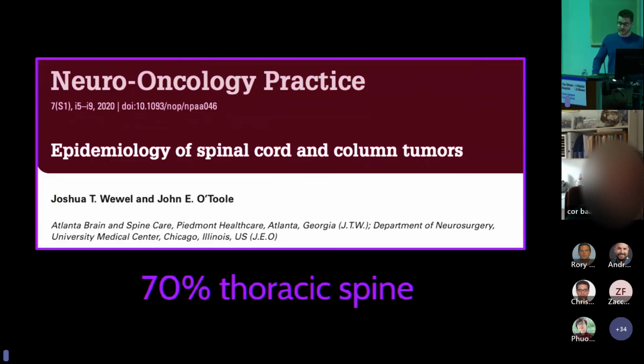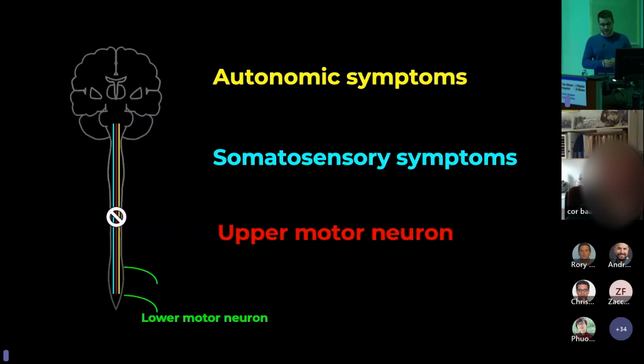The most common location for spinal mets is in the thoracic spine, followed by the lumbar spine, and lastly, the cervical spine. So 70% of these will be in the thoracic spine. Putting this together, we know from previous that compression of the thoracic spine can have autonomic symptoms, somatosensory symptoms, and upper motor neuron findings. It's important to make a diagnosis when possible, as malignant spinal cord compression can be treated with dexamethasone therapy and possible emergent radiotherapy.